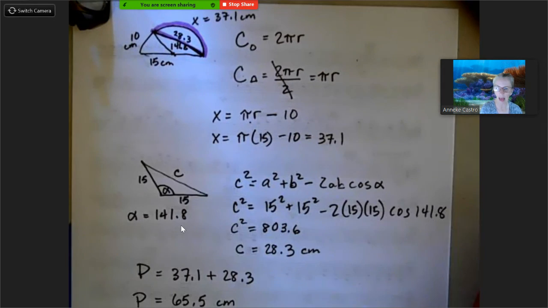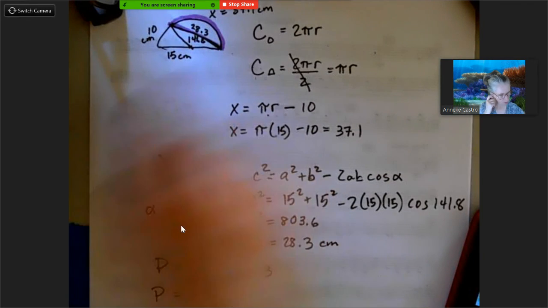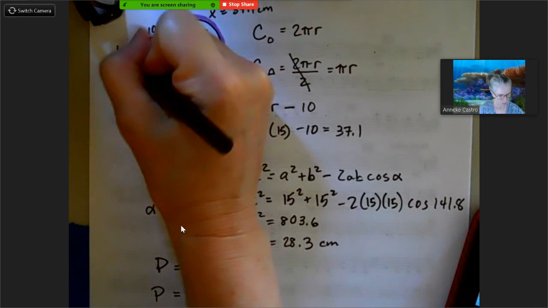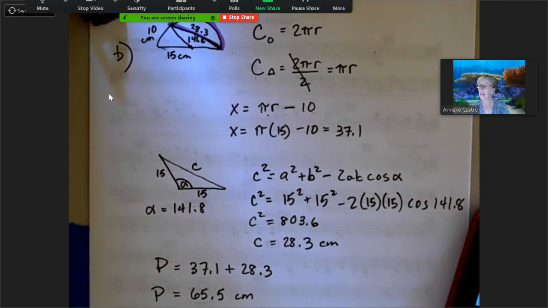All right, so that was problem 15, A and B. This was part B. Bam. And moving on.